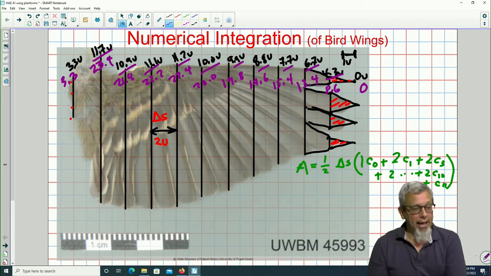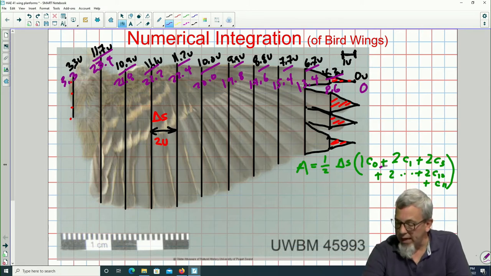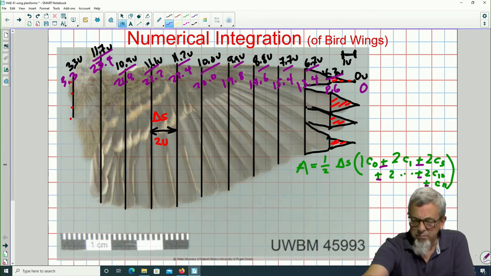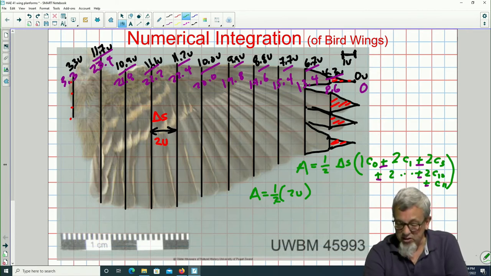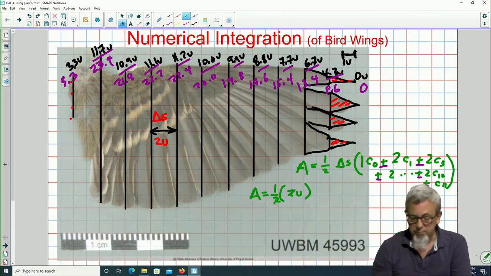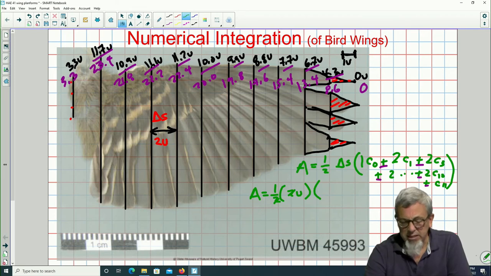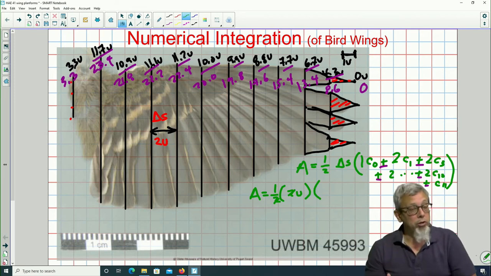So now that I've done that, I'm following my pattern. I can put all those things in together, and I'm going to take them all and add them all up. So my area is going to be 1/2 times my delta S of 2 units, which very handily is going to just cancel out the 2s in that case, times the sum of all those multiplied, or what the term is, weighted.